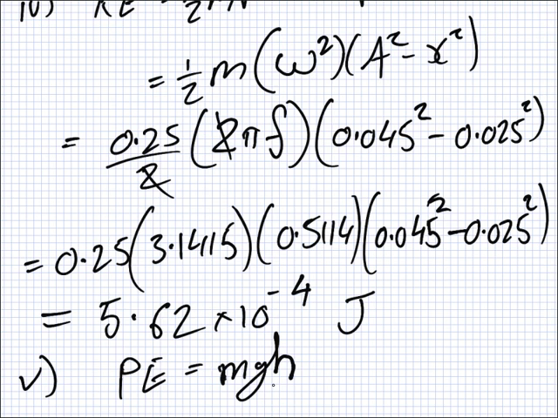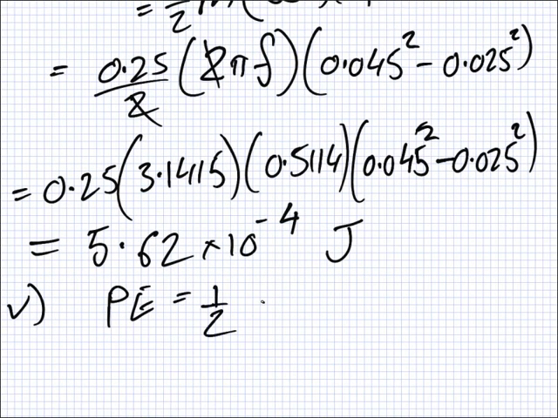And how do you know the h? We'll work it out by trigonometry, because you have the displacement from the origin and the radius. You could work it out. Ooh, okay. A half omega squared x squared, isn't it? Yeah.